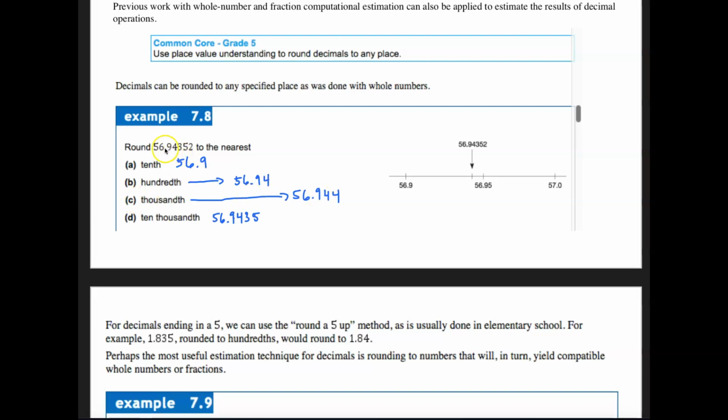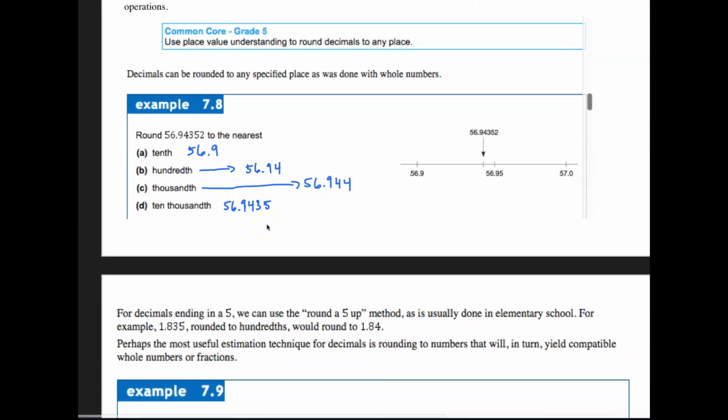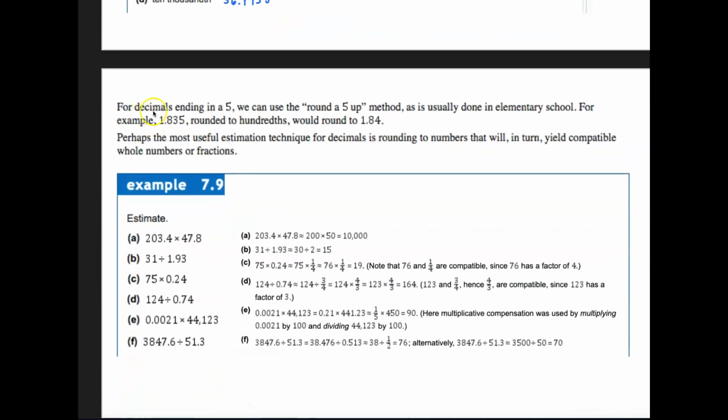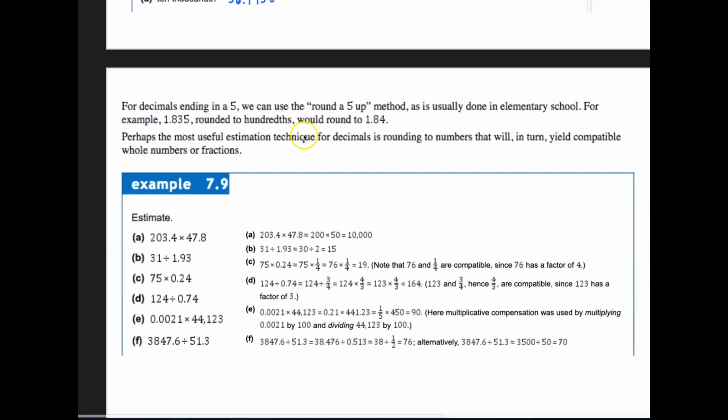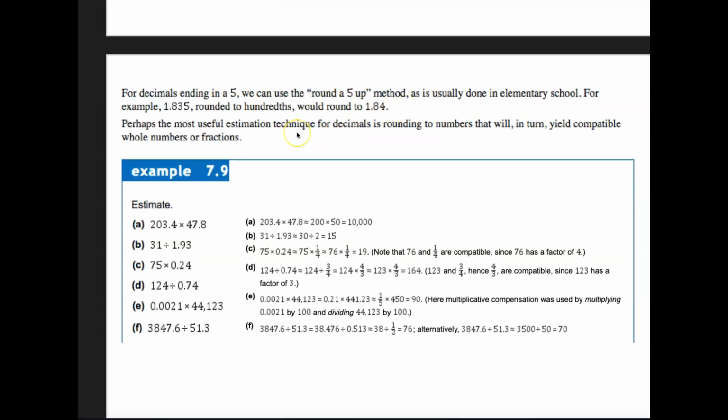Now, when we're going to 3 decimal places, you'll see you have this 5 here. We'll turn this into a 4, and you round up when it's 5 or above. That's the round up, 5 or more. And then to the 10,000th, that's 4 decimals. That's a 2, so you just keep it. Again, rounding is just a way of estimating. And so we learned for decimals ending in 5, we can use the round up method, as usually done in elementary school. So you keep that in mind.